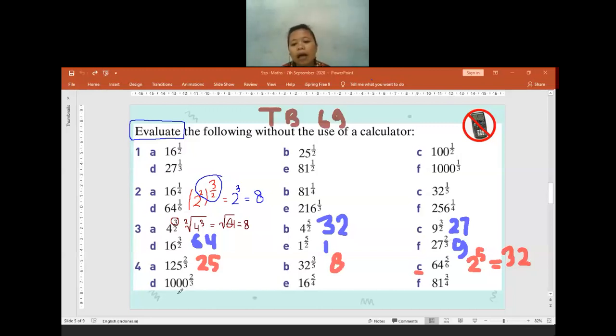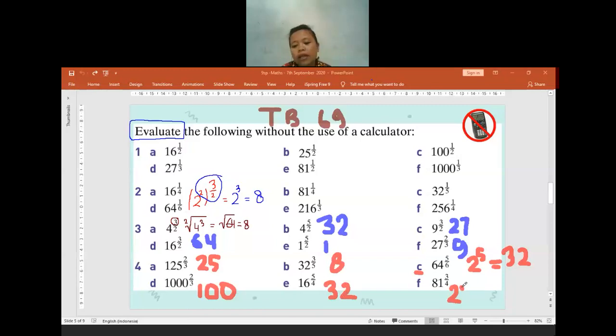For question D now, is there anyone who is already done? 100. Yeah, the answer is 100, correct. E is 64. I disagree with your answer for question E. Is there anyone? 32. Yeah, the answer is 32. Also, 16 to the power of 1 per 4 is 2, and the last number is 27. Sorry, the last number is 27.